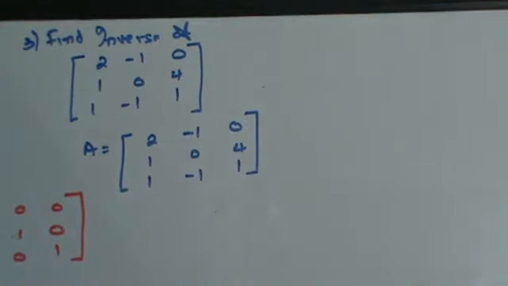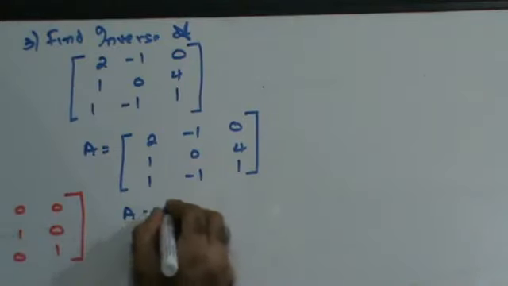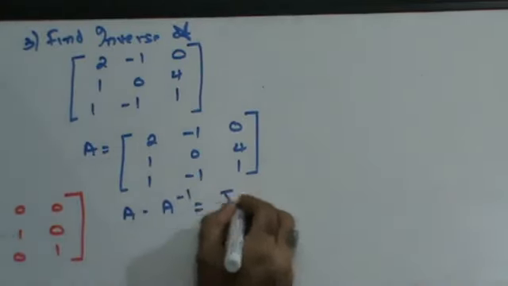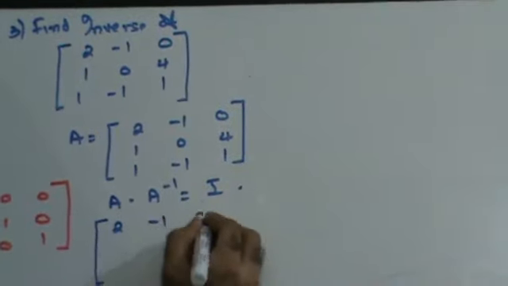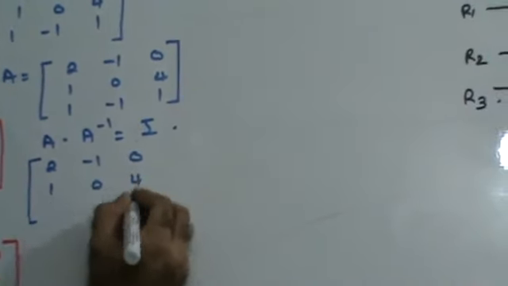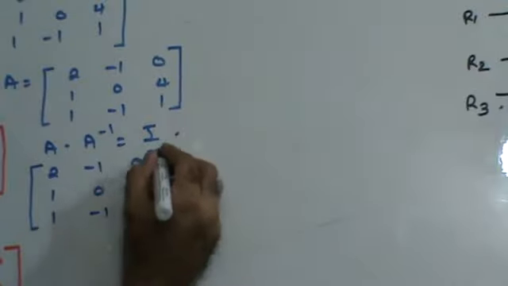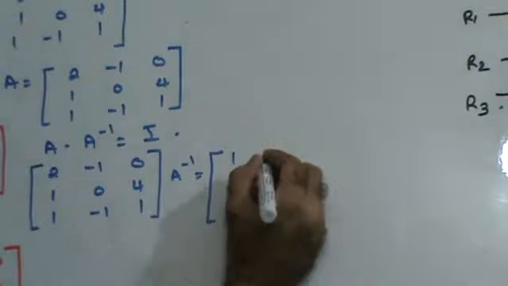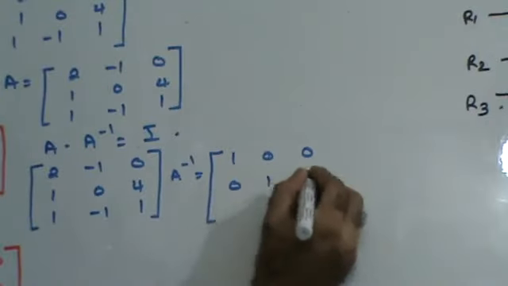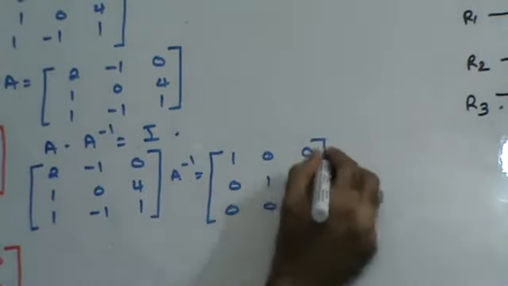Right? Next, I can say it's a stereotype method. Guys, if you understand the method, it is very simple. Straight 4 marks in your pocket. Right? I can say A into A inverse is I. So first you write A. 2 minus 1 0, 1 0 4, 1 minus 1 1 into A inverse is I. 1 0 0, 0 1 0, 0 0 1.